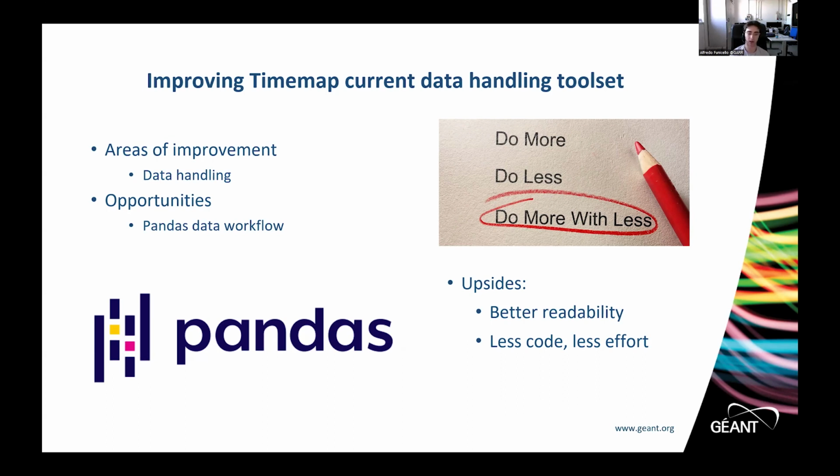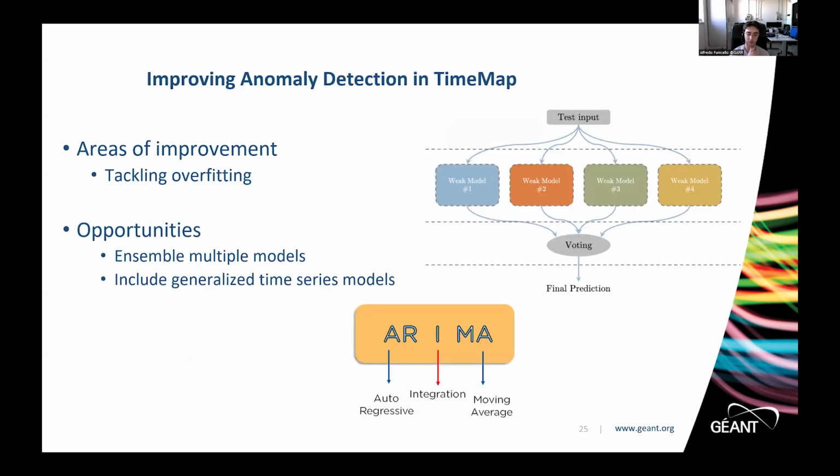We also have in mind, you can go to the next slide, Fabio, some improvements for the anomaly detection engine, starting from trying to tackle the classic ML problem of overfitting. We will explore ensembling more models, including some time series classics, such as ARIMA models, in order to try to generalize our anomaly detection better.